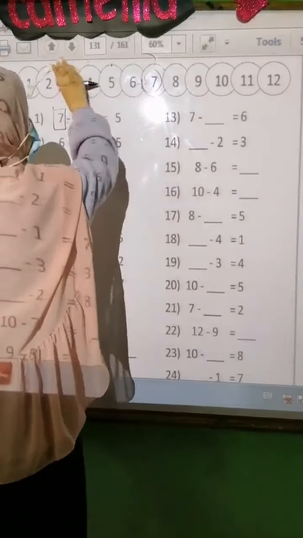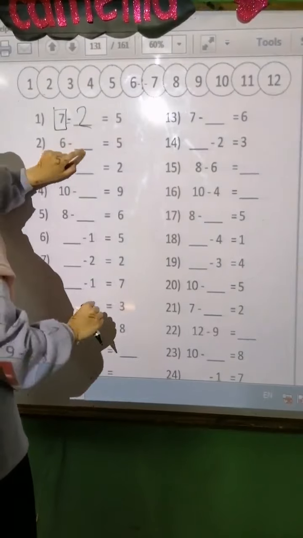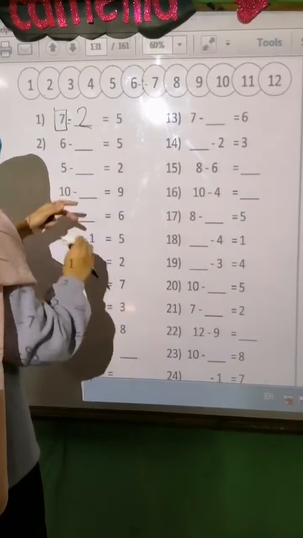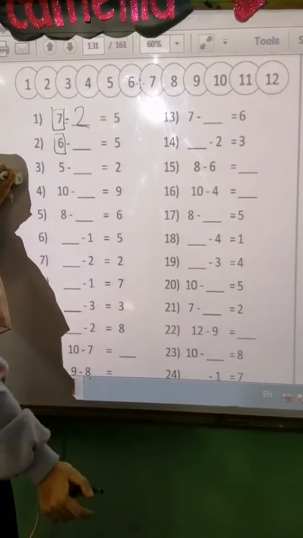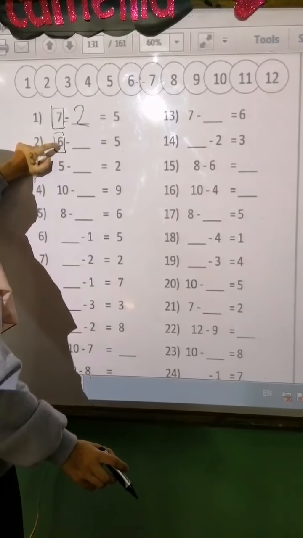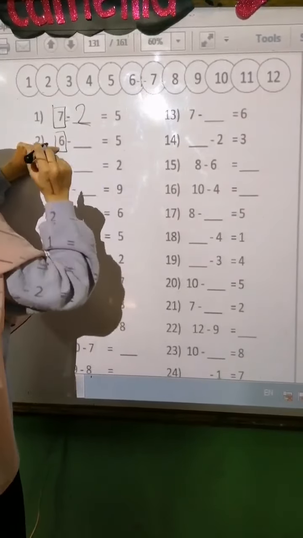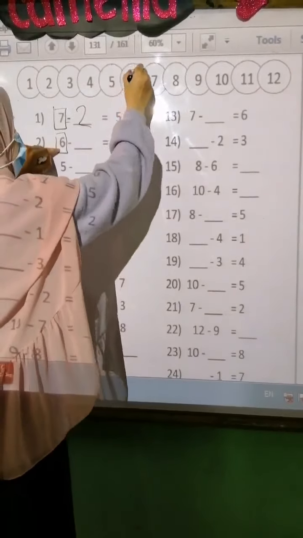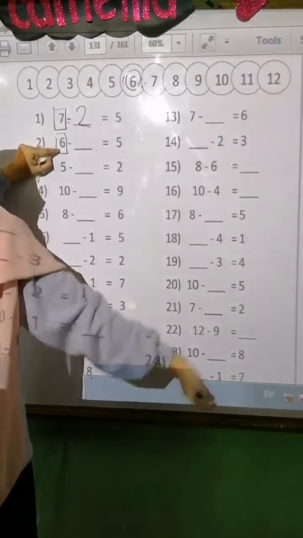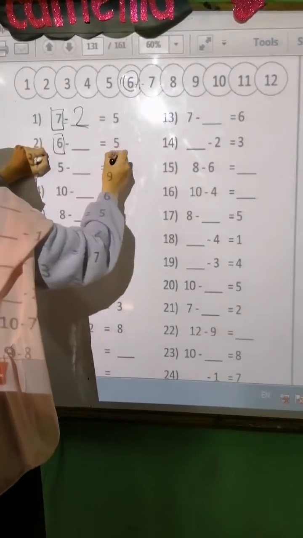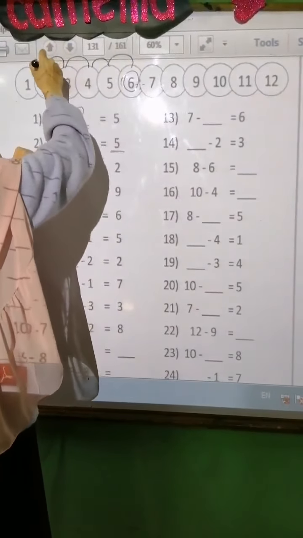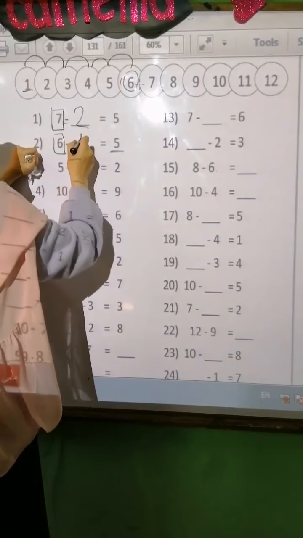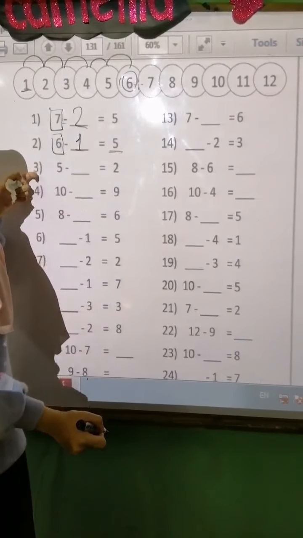Problem number 2. 6 minus missing number equals 5. Is the greatest number here or missing? It's here. Then the rule tells us start from the biggest number and go backward. How many steps? 5. 1, 2, 3, 4, 5. The answer is 1.